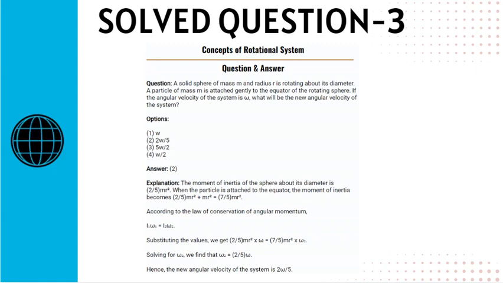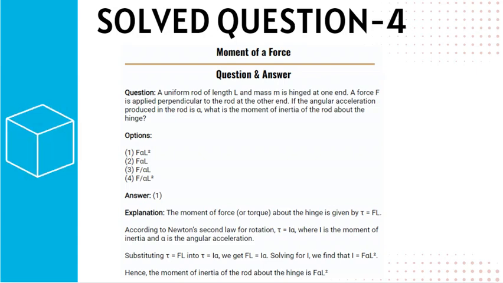In question number 4, you are required to calculate the moment of inertia of a uniform rod of length L and mass m. Torque about the hinge is given by F into L, where F is the force and L is the length. This torque produces an angular acceleration alpha. Now torque equals I times alpha. Simplifying, we get the moment of inertia of the rod as F into L squared divided by alpha.